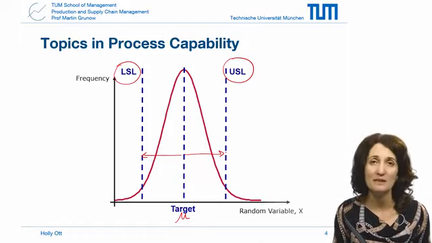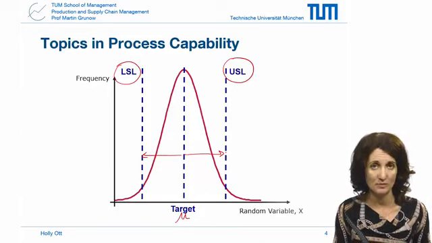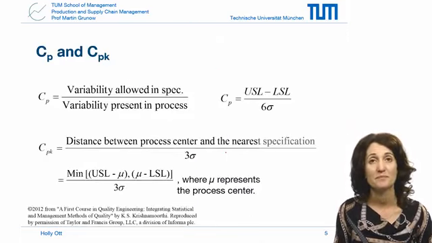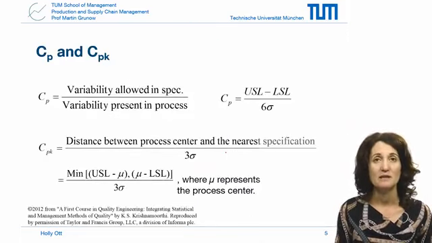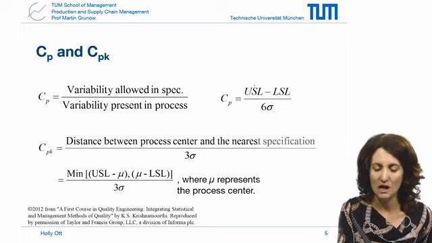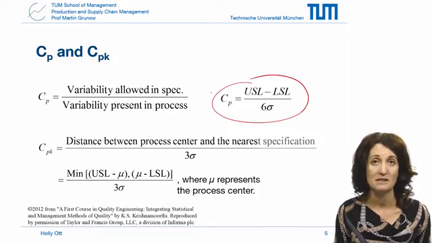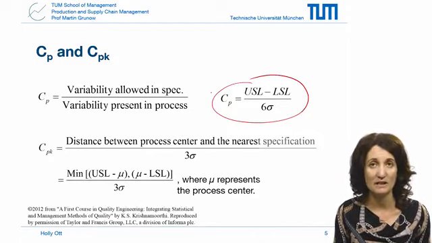And here we made use of capability indices. These provide us numerical measures of quantifying the capability of a process. The most common were, of course, CP and CPK. So CP, again, is defined as the variability allowed in the specification divided by the variability present in the process. So upper spec limit minus lower spec limit over 6 sigma, and sigma is the standard deviation of our process. So we're comparing the variability from a normal distribution to the variability allowed in the specifications.